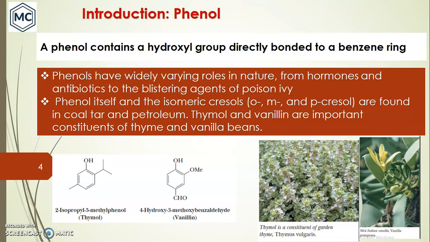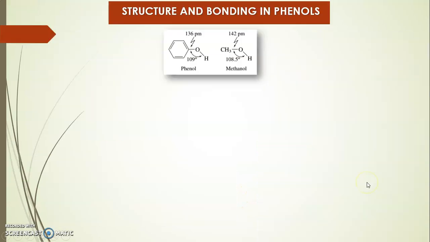Phenol itself and its isomeric cresols, that is ortho, meta, and paracresol, are found in coal tar and petroleum, and several compounds like thymol and vanillin are important constituents of thyme and vanilla beans. Thymol is a type of phenol, 2-isopropyl-5-methylphenol. Vanillin is also a phenol, 4-hydroxy-3-methoxybenzaldehyde, which is naturally occurring.